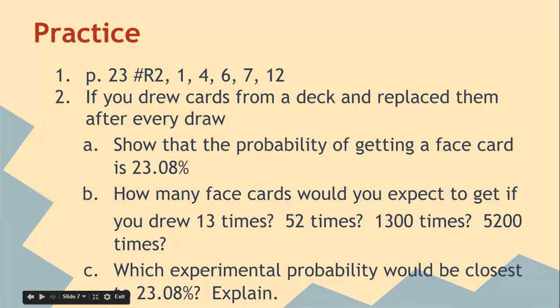Practice. This is a good question to start thinking about, because that'll help to uncover the next couple days' work. If you drew cards from a deck and replaced them after each draw, show that the probability of getting a face card is 23.08%. How did they calculate that? How many face cards would you expect to get if you drew 13 times? 52 times, 1,300 times, 5,200 times? That's something you can think about. And then, which experimental probability would be closest to 23.08%? These are good questions to think about to start to uncover what we're going to do next. Okay?